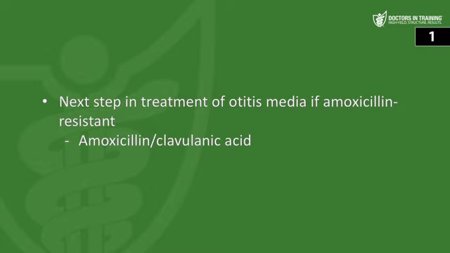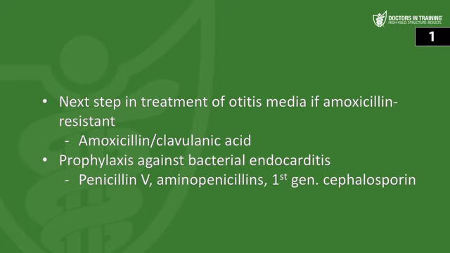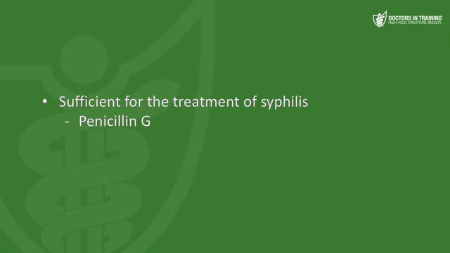So you would combine amoxicillin with clavulanic acid, so it comes in one formulation. Next one, prophylaxis against bacterial endocarditis. So penicillin V is fine. Alternatively, you can use one of the aminopenicillins like amoxicillin or ampicillin, or you can use a first-generation cephalosporin like cephalexin.